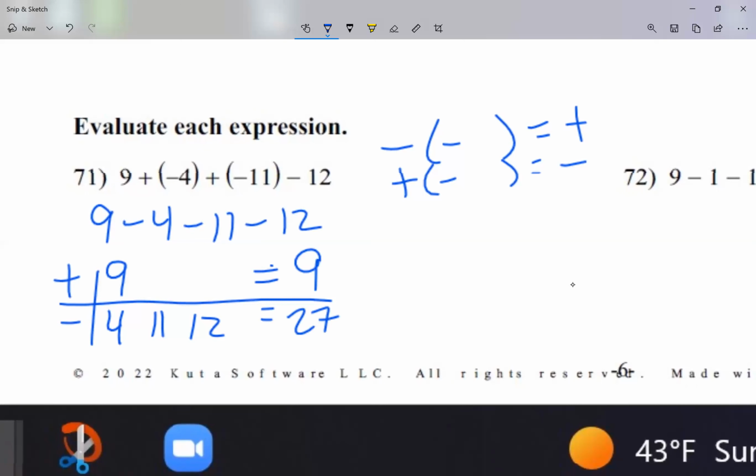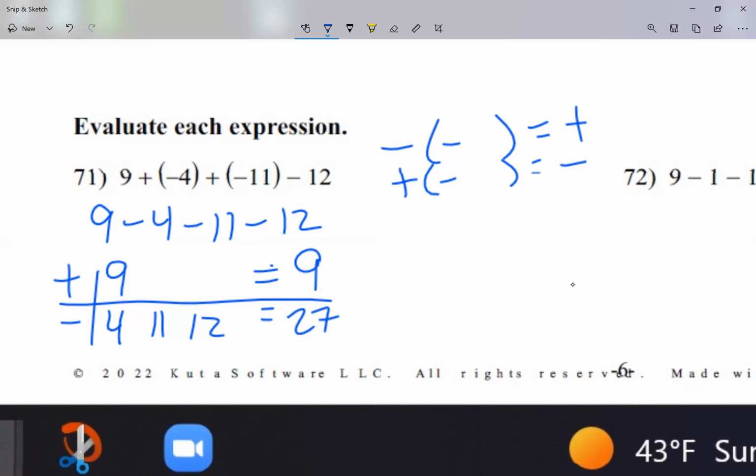Now, what I'm asking is, who won? By how much? Positive scored 9, negative scored 27. To begin with, I'm going to say the negatives won. By how much? I subtract those two values, 27 minus 9, that gives me 18. So the negatives won by 18, or just negative 18.